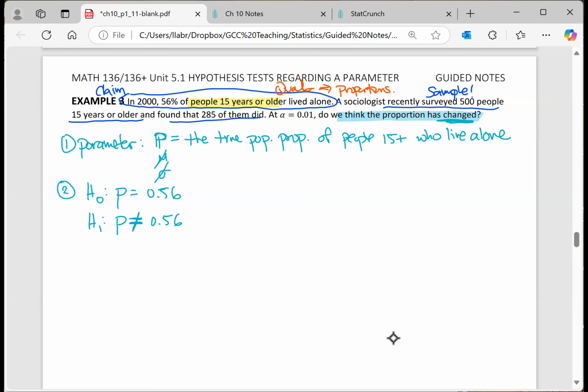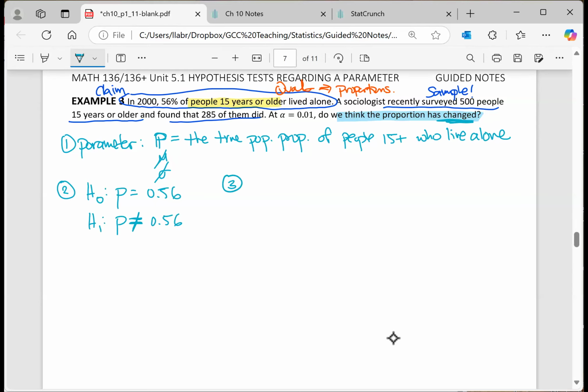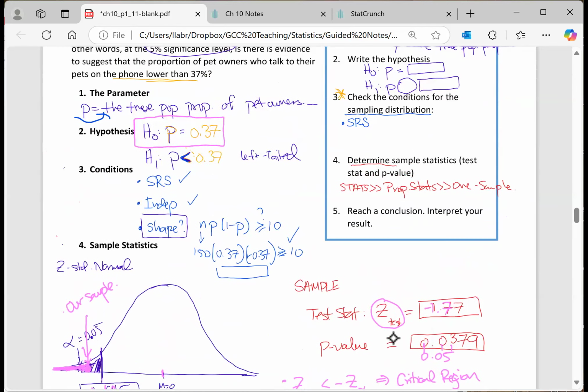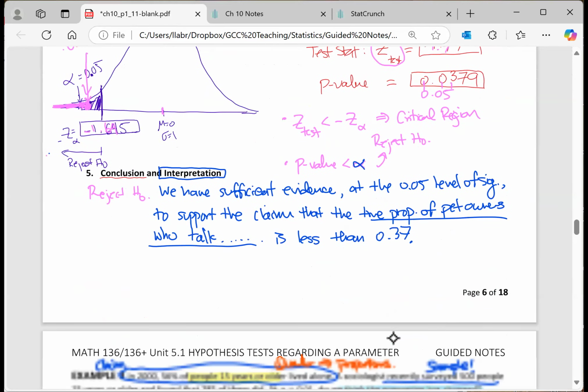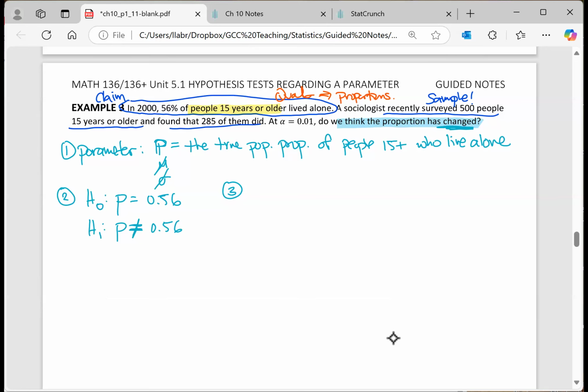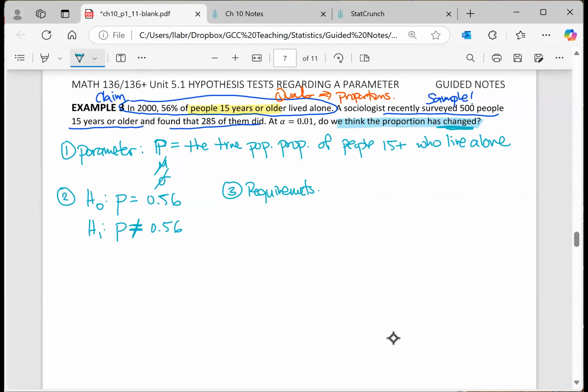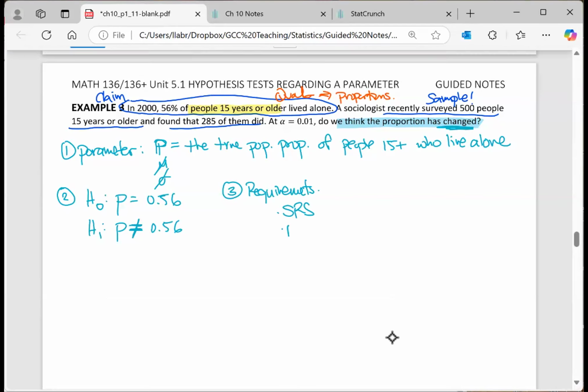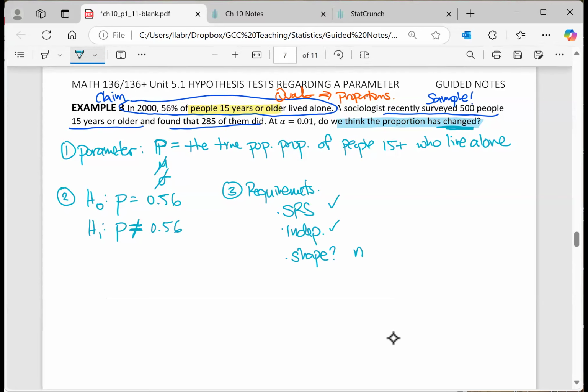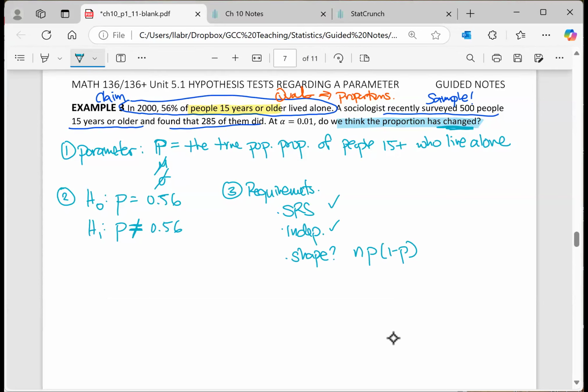All right, I think this is everything. The next step that I have on the steps is to check the conditions. So let's go ahead and check the requirements. SRS, independence, and these both are safe to assume. And then finally, we are at the shape requirement. So the shape requirement for proportions involves P's. So it's this one.